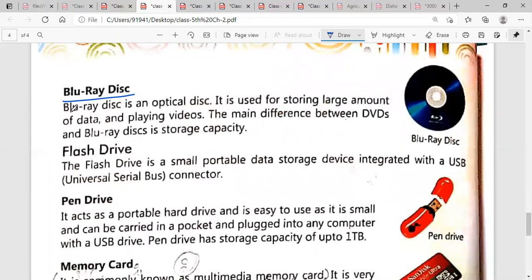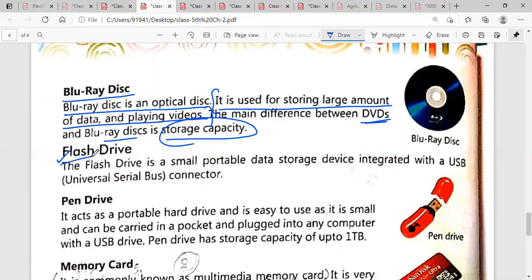Now, what is Blu-ray disc? Blu-ray disc is an optical disc. It is used, underline this line, it is used for storing large amount of data and playing videos. You can store pictures and videos on this Blu-ray disc. The main difference between DVD and Blu-ray disc is storage capacity. Only the difference between these two is in case of storage.